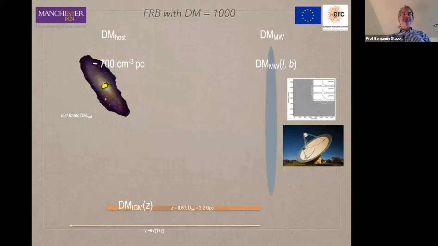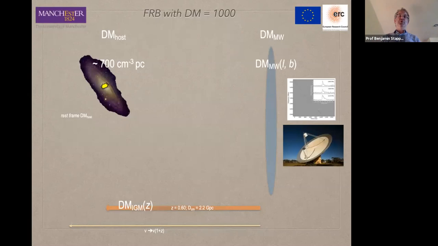So what is this issue with these large dispersion measures? What does it mean? Imagine that I detected a fast radio burst with a dispersion measure of something like 1,000. Now, if I'm looking out through our galaxy, you would expect that the maximum dispersion measure you could measure within our galaxy would be around 100. So somehow I have to explain where these extra electrons that are causing the dispersion have come from.